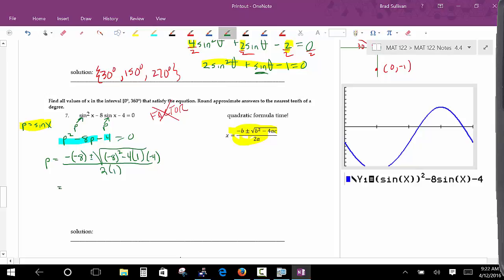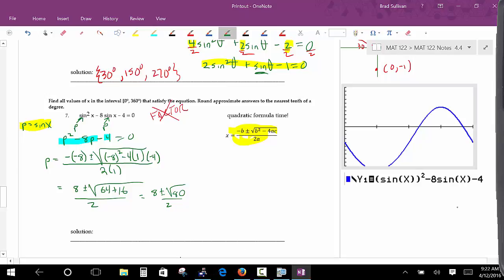And this is going to be a problem we're going to end up ultimately using a calculator on. But you got to at least do this part right here on the quadratic formula. So let's go ahead and crunch this out. So it's going to be 8 plus or minus square root of 64 plus 16 over 2. So that's going to be 8 plus or minus square root of 80 over 2. Okay, you guys remember your quadratic formula? Now, don't even bother simplifying this, seriously.